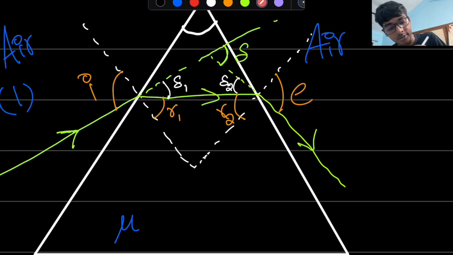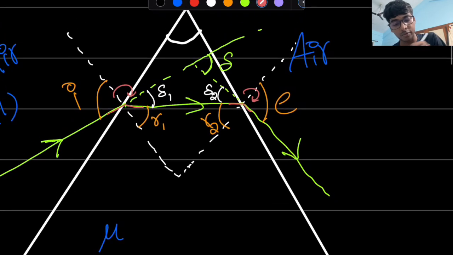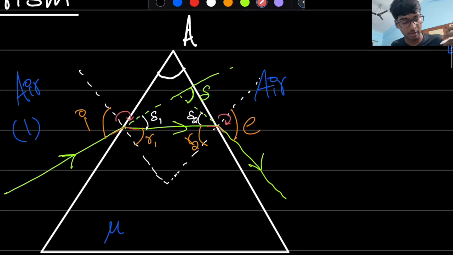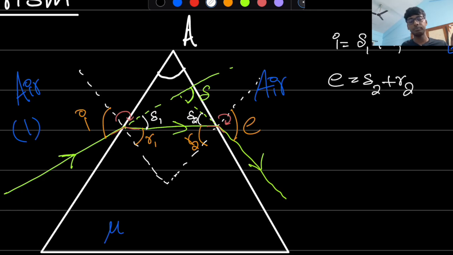So over here, as you can see, light has bent in a clockwise manner, and here as well it has bent or refracted in a clockwise manner. So if we sort of mathematically visualize this, let's just visualize that for a second. We'll come back to the rest of it later. So from here we can see that I should be equal to delta 1 plus R1 and E should be equal to delta 2 plus R2. Straightforward stuff. Now delta, the total deviation, should be equal to the sum of the independent deviations.